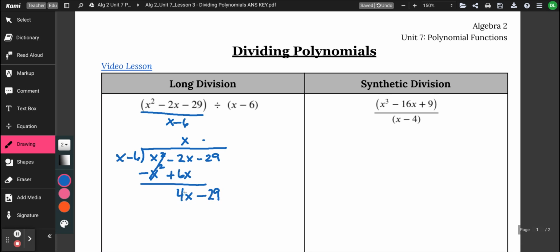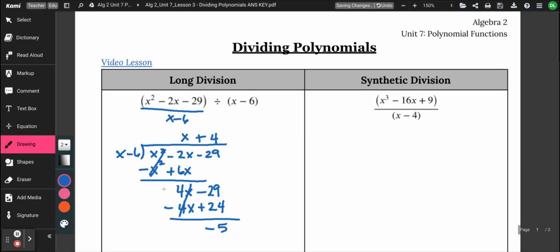x times what is 4x? Well, x times 4. So we have to add 4 here. It's a constant, so we're going to put it over the constant, and then we're going to distribute the 4 and line up our answers. So we get 4 times x is 4x, and 4 times a negative 6 is a negative 24. And then we're going to add the opposite, so change your signs, and then add them together. And we get negative 29, and a positive 24 is a negative 5.